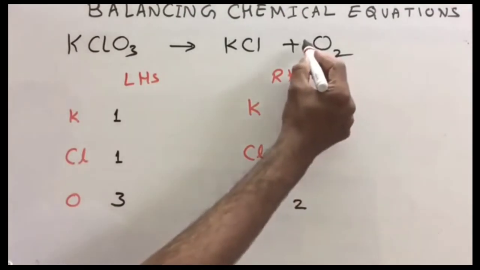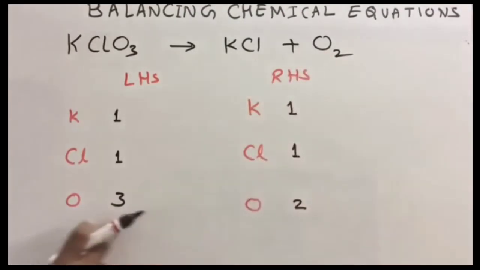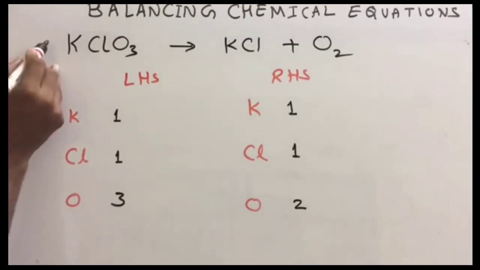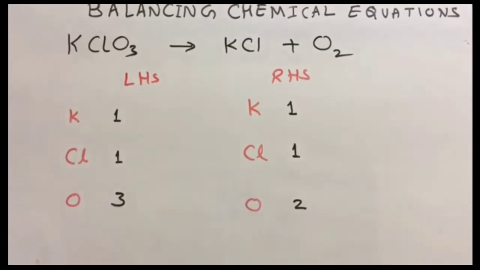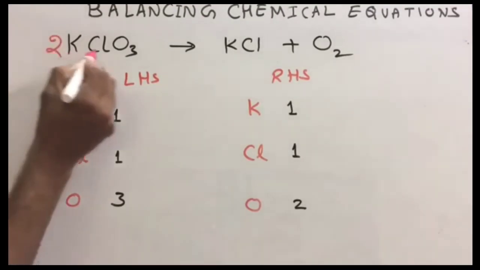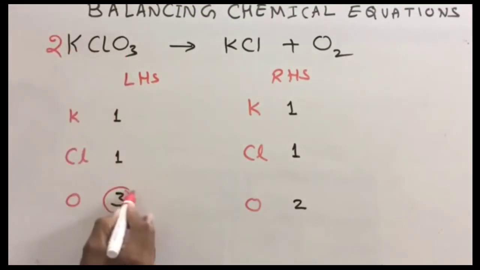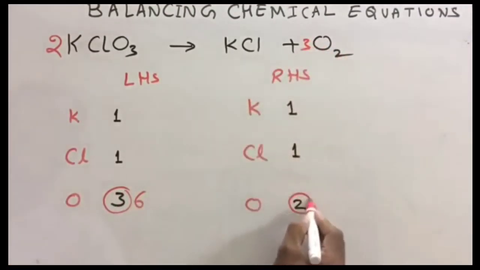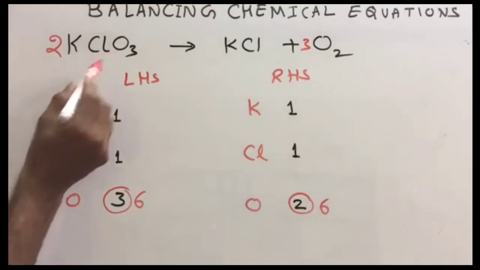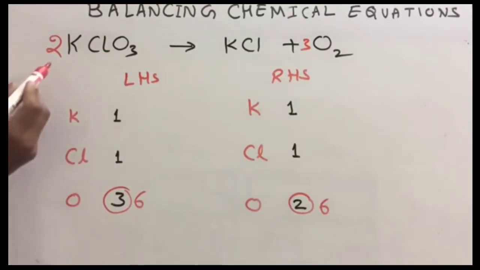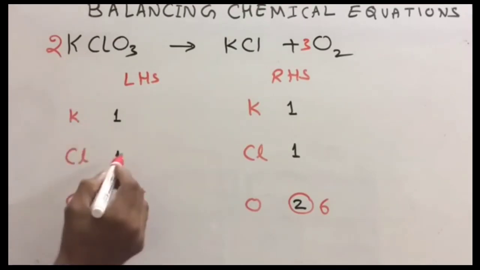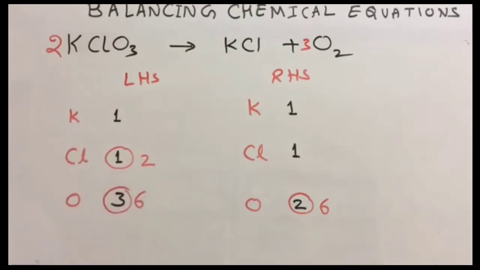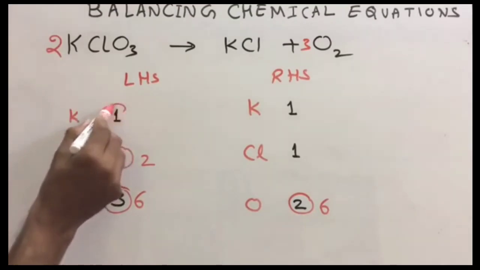If you write 2 here, it will become 4, but it will be unbalanced. And if I write 2 here, then that will be helpful. If I write 2 here, then it will become 2 3s are 6, and I have to write 3 here so that 3 2s are 6. But the number of chlorine and oxygen we have to check again. So chlorine now became 2, and potassium became 2.